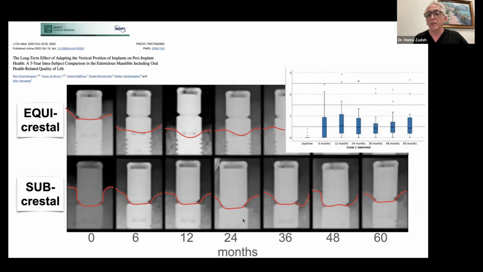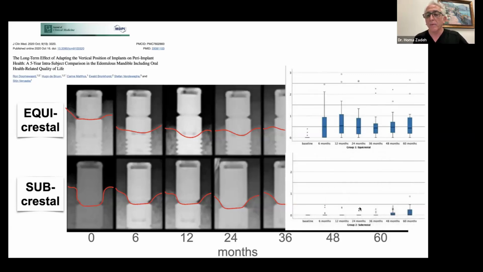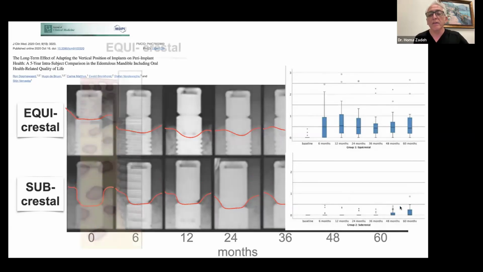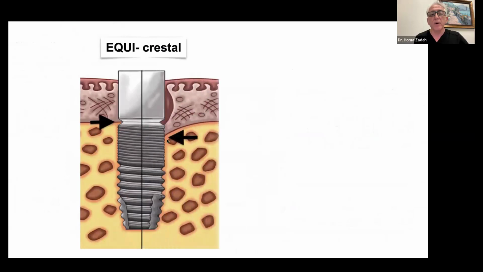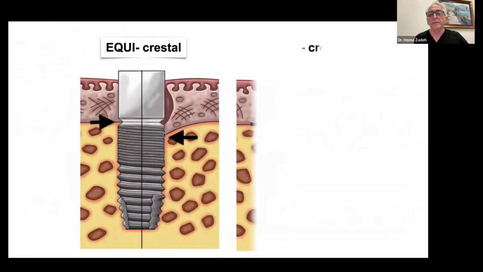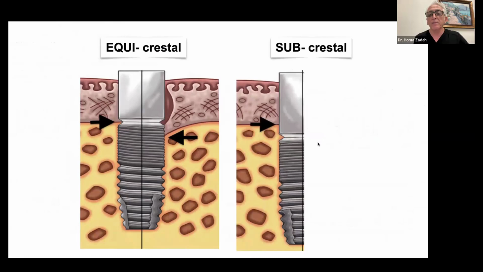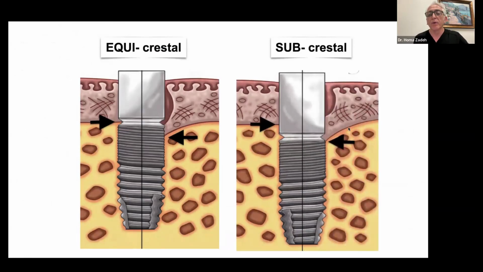More about that. But you can see that equicrestal, many of the sites have bone loss. Subcrestal, almost no bone loss. And that's really quite remarkable. So that's one thing that we should address very much in our protocol, is to understand that equicrestal, when you place an implant at the same level of the bone, you're going to get bone loss. Subcrestal placement will have bone stability.